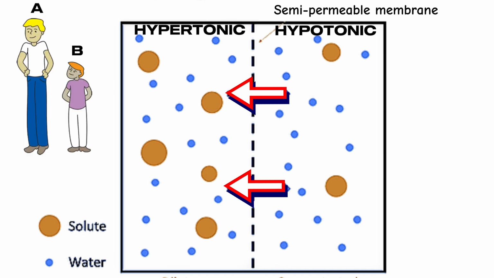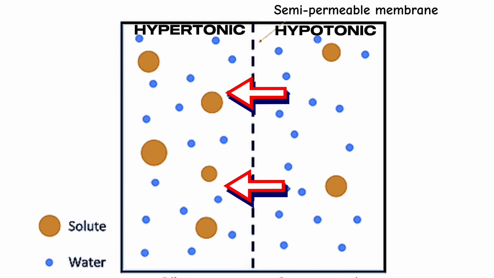So it's like saying person A is taller than person B. So automatically from this statement, you can deduce that person B is shorter than person A, right? So hypertonic, isotonic, and hypotonic are also comparative terms.